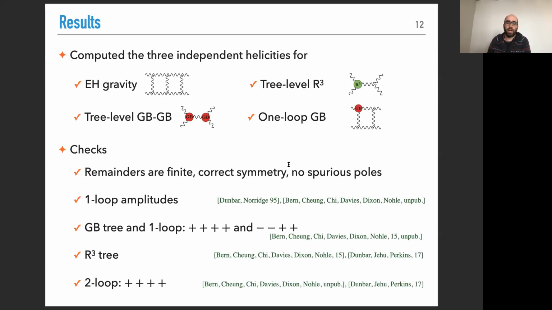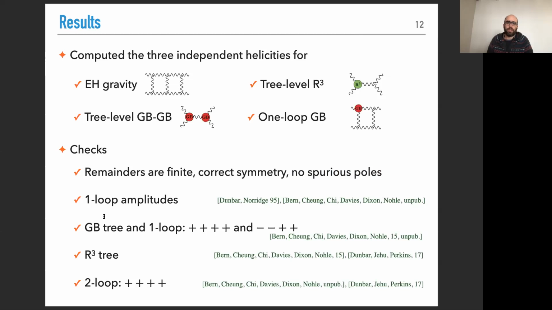We did some checks on our result. Our first internal consistency check is that what we think should be finite, the remainders, are indeed finite if you put all the ingredients together in the right way, and that the remainders have the right symmetry. For instance, the all-plus amplitude should be symmetric under S, T, and U exchanges. And you don't get any spurious poles when you go into specific limits, say when S goes to zero, so the amplitude behaves as expected. The one-loop amplitudes were also known, so we recomputed all the one-loop amplitudes because we needed to extend them to order epsilon squared, and we matched known results. And here I should thank these people for sharing with us some unpublished results.